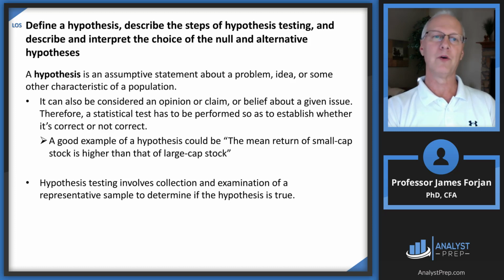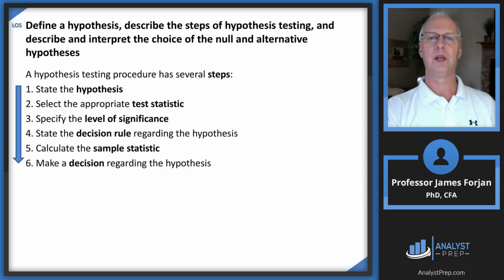And that's what we're going to do with the next part of the LOS in identifying the steps. State the hypothesis. Select the appropriate test statistic. You should remember from previous readings, we had discussions on Z statistics and T statistics. We're going to learn about chi-squared statistics and F statistics. We need to identify the level of significance.